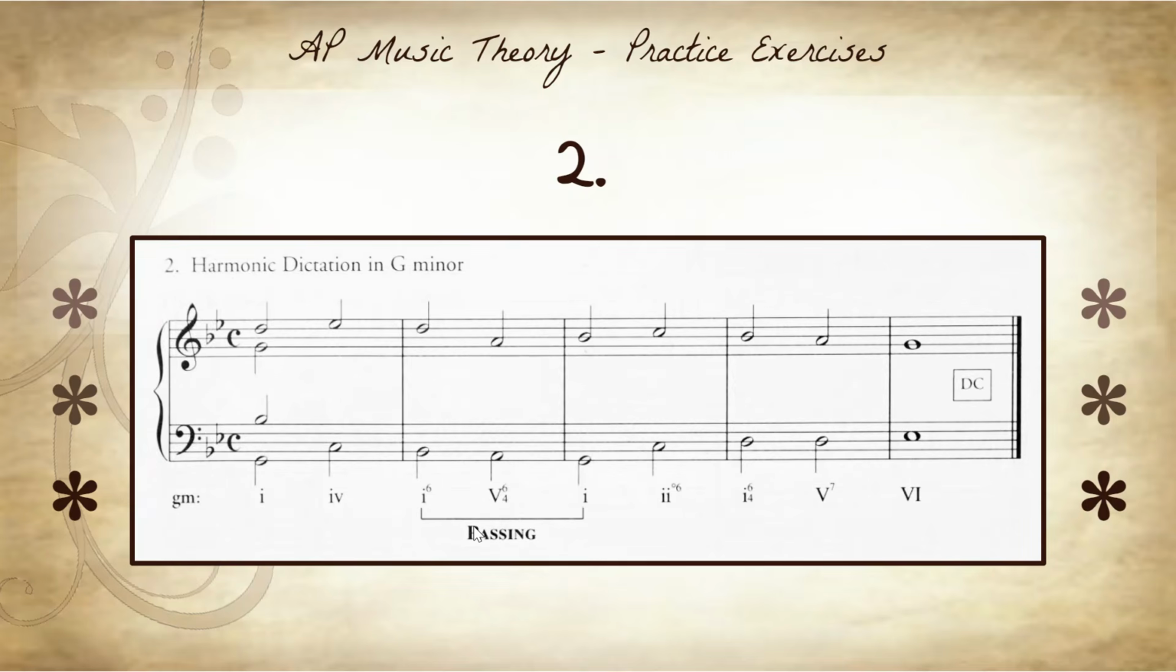And here we have the answer to harmonic dictation in G minor. Here we can also see passing and neighboring tones, and we have a deceptive cadence at the end. The note says, this exercise begins with do, fa in the bass and then descends by step. Note the use of the passing second inversion chord.